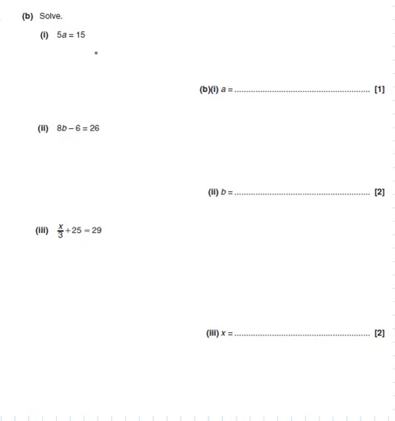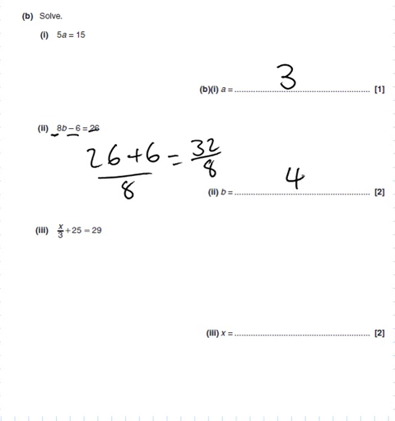We're then looking at solving here. So 5 times something gives us 15. 5 times 3. This we do the opposite process. So we take our answer, which is 26. Instead of taking 6, we add 6. And then instead of timesing by 8, we divide by 8. So 26 add 6 is 32. And divide by 8, that then gives us 4.